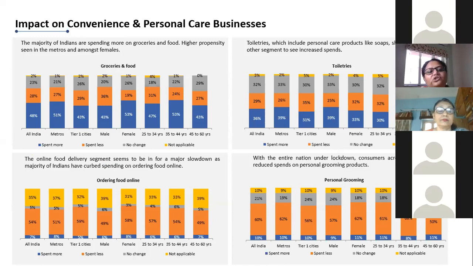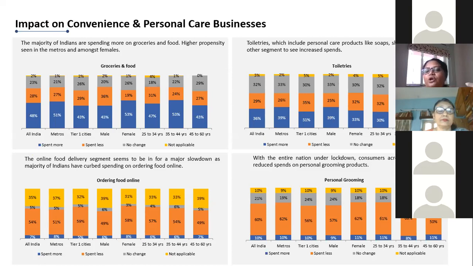So the way to read the chart, all these graphs, is that when you see the bar graph, 48% at an all India level, 48% of consumers were spending more on groceries and food. 28% spent less on groceries and food. 23% were doing the regular, whatever they used to buy. They were not actually going and buying extra. And 2% said don't know, can't say. They were not bothered about life. It was life as usual for them. But almost close to 50% of your audiences were stockpiling.